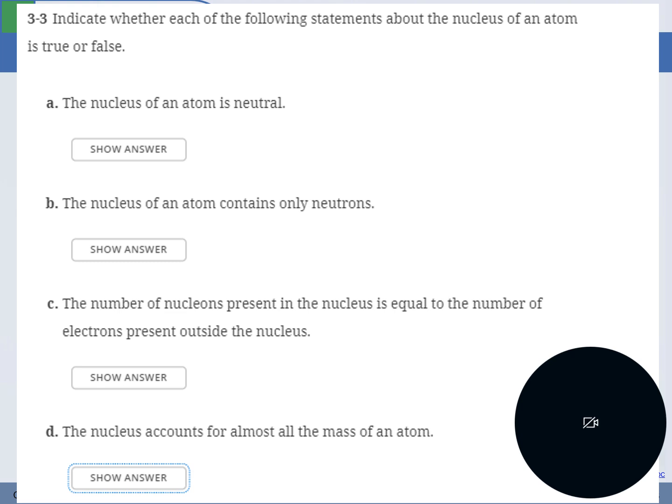Here is our second problem for dealing with subatomic particles, and we're going to indicate whether the following statements about the nucleus or of the atom is true or false. The nucleus of the atom is neutral for A, and that is a false statement. Nucleus should be positive. Nucleus of an atom contains only neutrons. That's false as well. It should have protons and neutrons. C, the number of nucleons represented in the nucleus is equal to the number of electrons outside the nucleus. That's false. In a neutral atom, protons and electrons might be equal to each other.